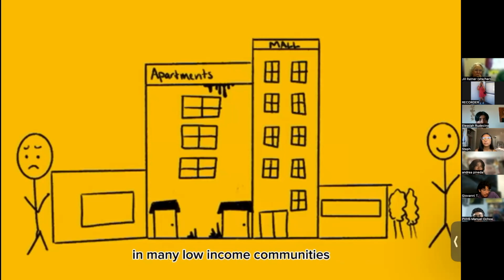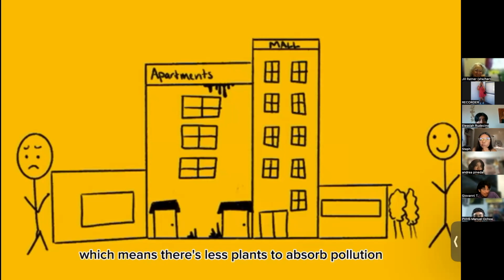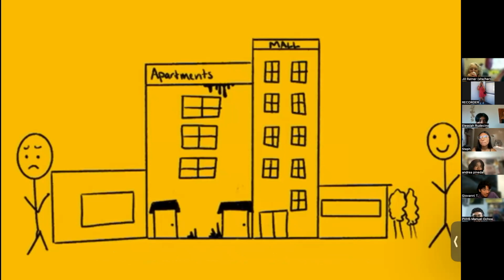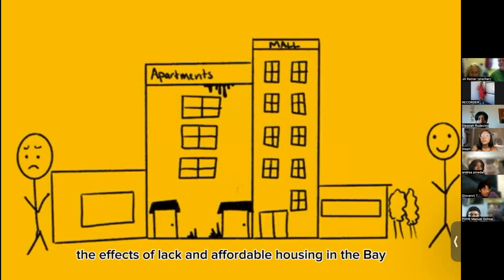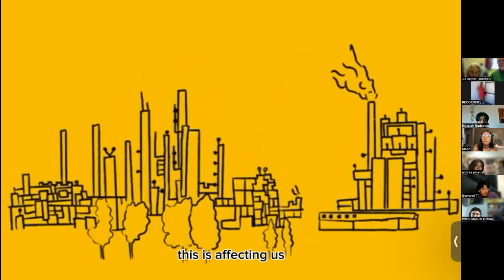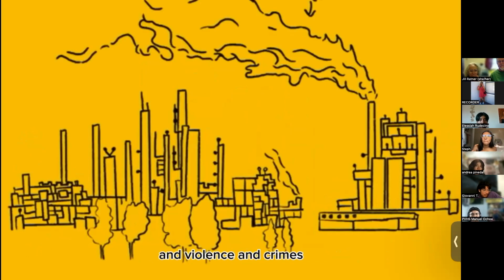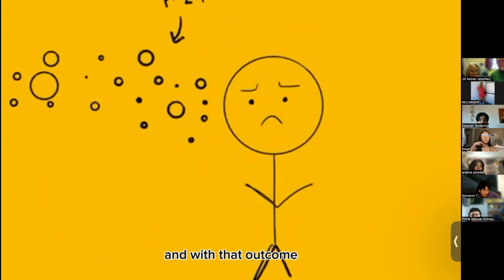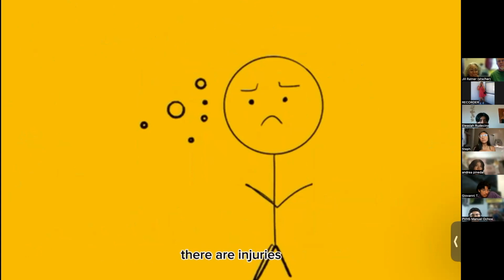In many low-income communities, there is a noticeable lack of green spaces, which means there are fewer plants to absorb pollution and heat in these areas. We know that gentrification isn't helping because it forces displacement among low-income communities, which are mainly POC. We can see the effects of lack of affordable housing in the Bay. Health-wise, this is affecting us because of the stress levels, violence and crimes, and with that outcome, there are injuries.